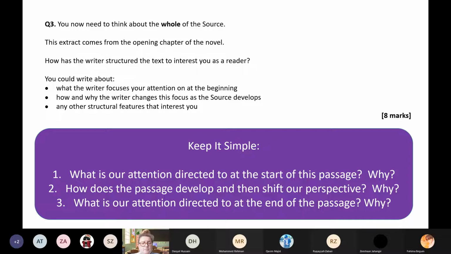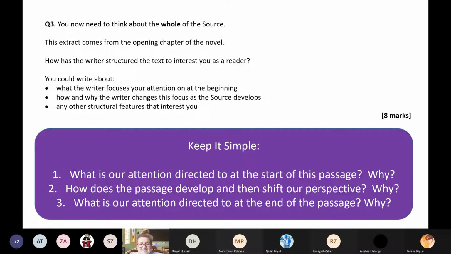Now you've got bullet points within this question, and they will say things like how does the writer, what the writer focuses your attention on at the beginning, how and why the writer changes focus as the source develops, and any other structural features that interest you.